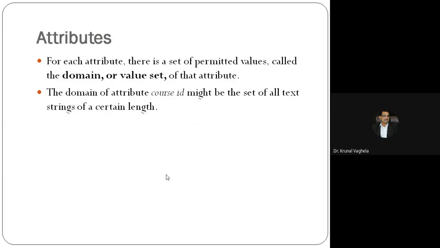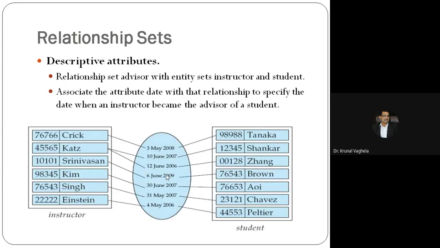Now the third is attribute. Entity set we have learned, relationship set we have learned. Now the third one is attribute. Right. For each attribute, there is a set of permitted values called domain or value set. For example, these are the attributes.